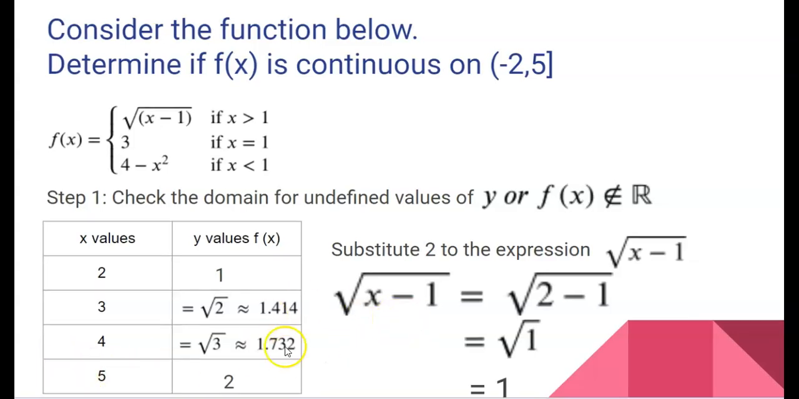Please take note that at this part, we are having x values greater than 1. So the condition is x greater than 1. So the expression to use is square root of x minus 1. So again, I hope that you have been able to observe the substitution process and the completion of the table of x and y values.